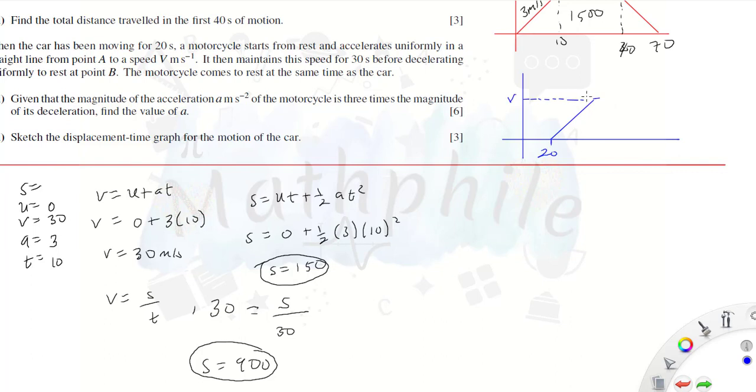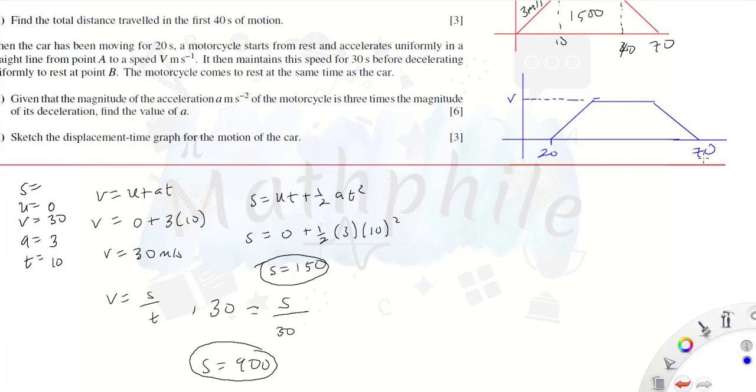So maintain this velocity for some time, and it came to rest at the same time the car came to rest. That was given to us in the question. So I can say that the time that this came to rest is also 70.